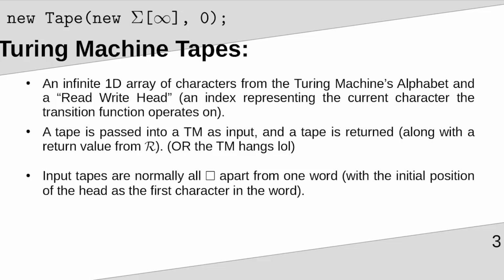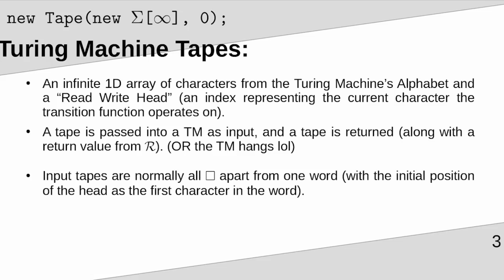So for example, by convention, a movement direction of left would decrement the head, basically. You can think of it as a little metal pointer running along the tape.